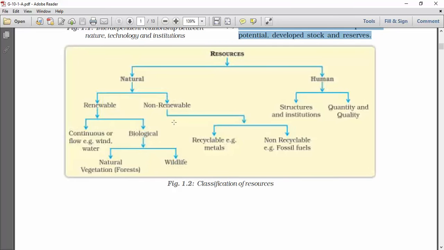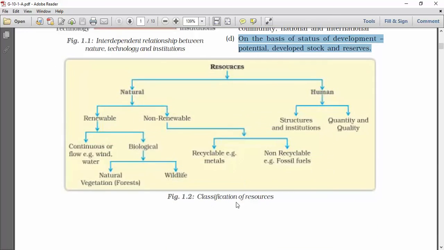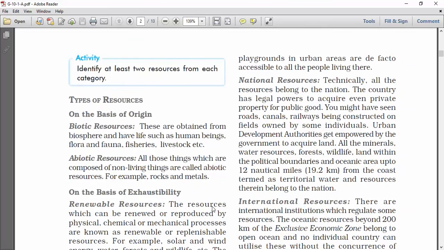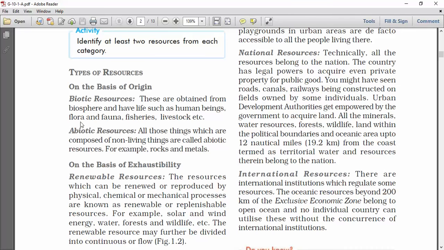In non-renewable resources, we have two categories: recyclable like metals and non-recyclable such as fossil fuels. In human resources, we have two categories: structures and institutions, and quantity and quality. So these are some of the main features of resources. In further topics, we will study all these things in detail.